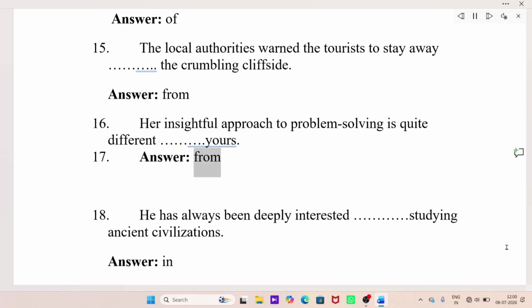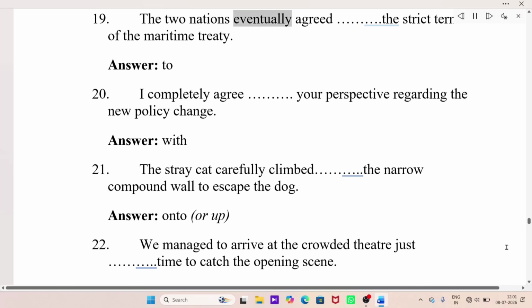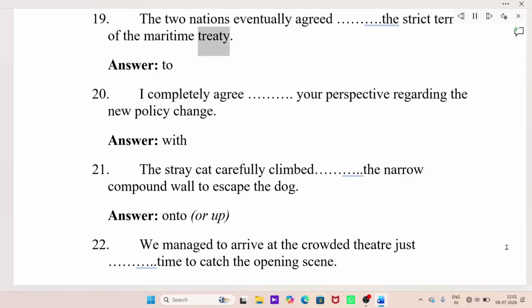Answer: from. He has always been deeply interested ___ studying ancient civilizations. Answer: in. The two nations eventually agreed ___ the strict terms of the Maritime Treaty. Answer: to. I completely agree ___ your perspective regarding the new policy change.